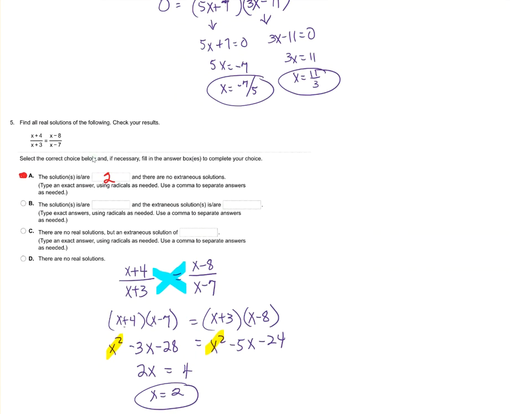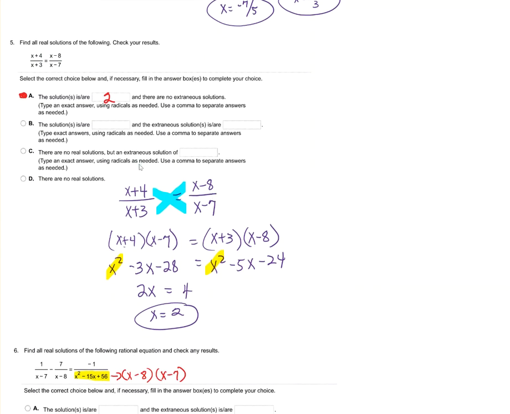Now this one's a little different because it's a proportion. We have fraction equals fraction. And so the easiest way to do that is to cross multiply. Multiply here, multiply here. So we have x plus 4 times x minus 7 equals x plus 3 times x minus 8. Do the FOIL on both of those, and you get x squared minus 3x minus 28.